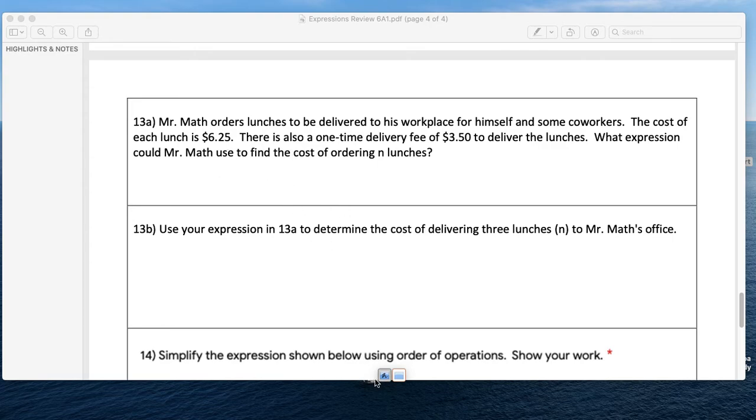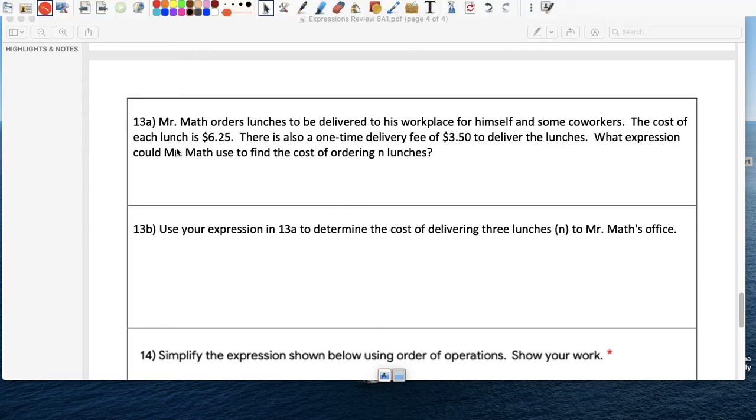Mr. Math orders lunch to be delivered. The cost of each lunch, cada lunch, is $6.25. There's a one-time delivery fee of $3.50. Write an expression to find the cost of ordering lunches. So, ¿cuánto te cuesta para pedir el lunch? So, how much does it cost to order lunch?